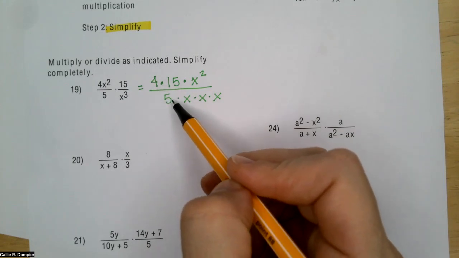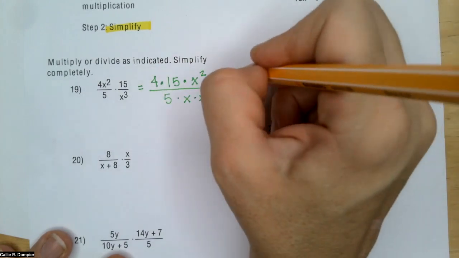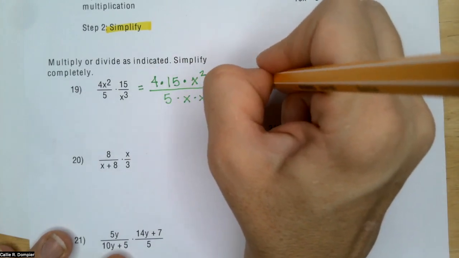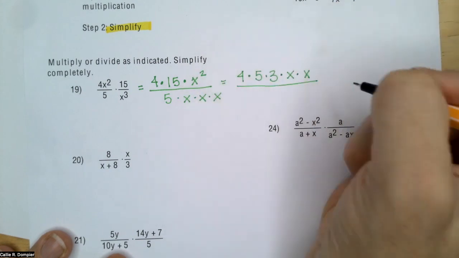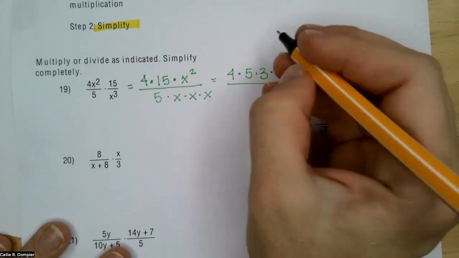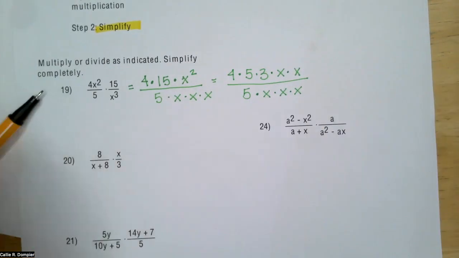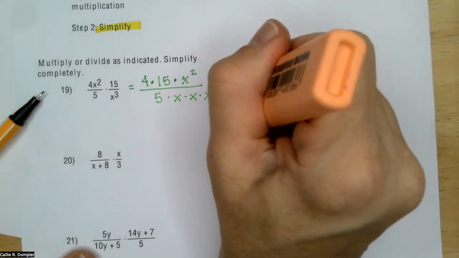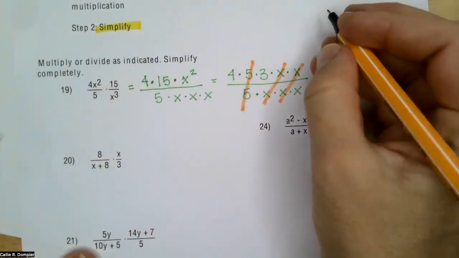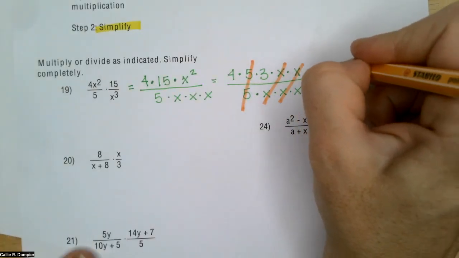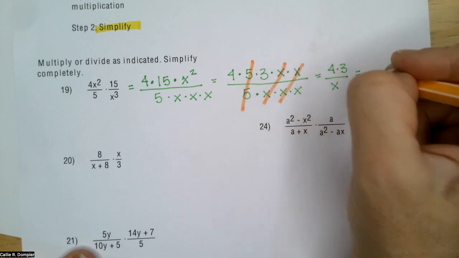4 and 5? No. 15 and 5? Yes, because 15 is actually 5 times 3, and x squared is x times x. So the more you spread it out and the less multiplying together you do, the better, because the more you'll be able to see what you can factor out. Once we do this, we can see that we divide out the 5 and we divide out 2 of the x's, and we are left with 4 times 3, no x's, over x. 4 times 3 is 12.